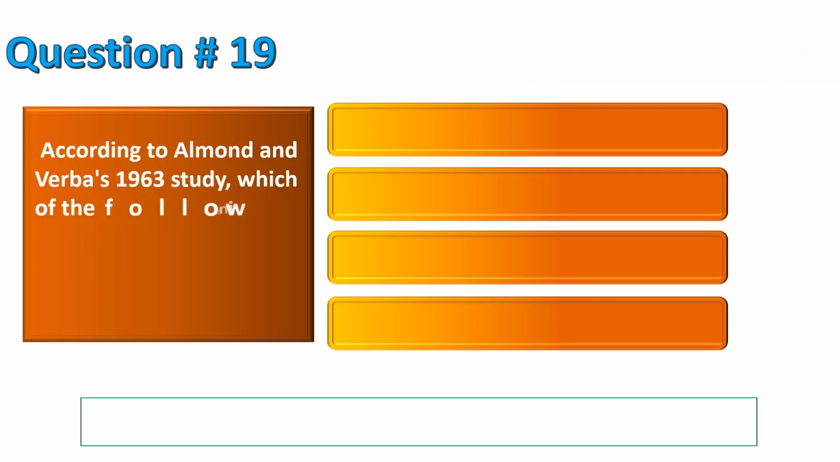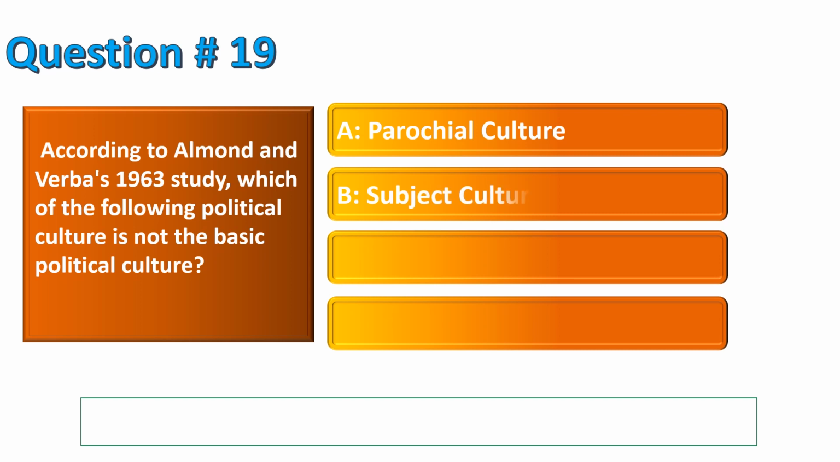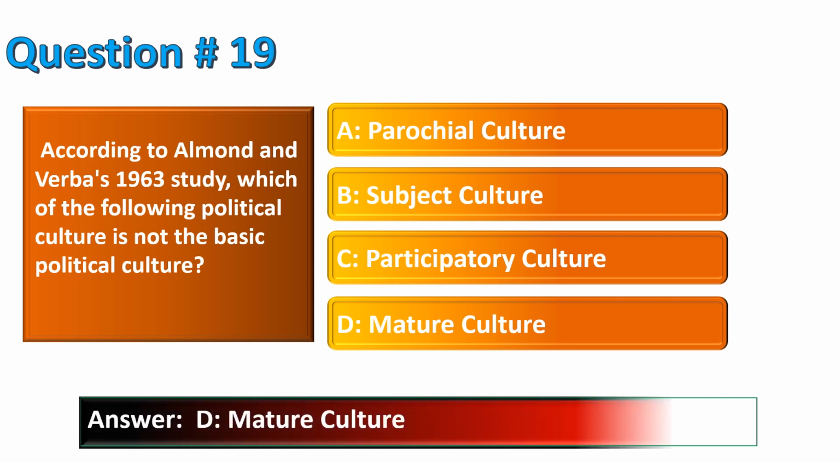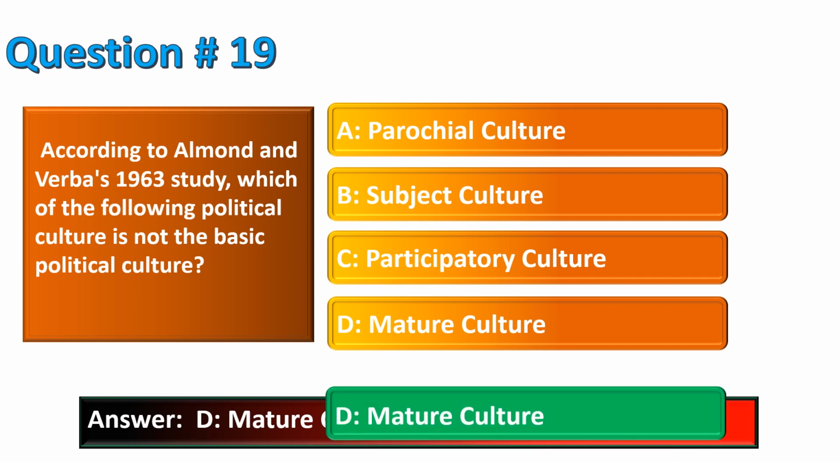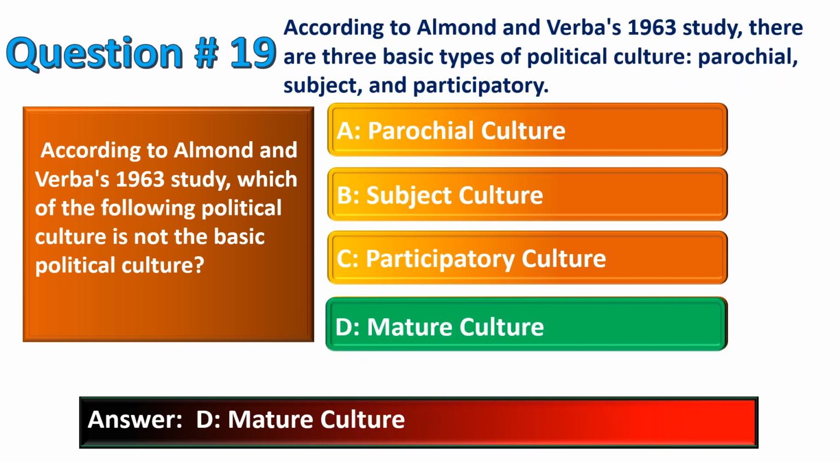According to Almond and Verba's 1963 study, which of the following political cultures is not a basic political culture? The correct option is option D, mature culture. According to Almond and Verba's 1963 study, there are three basic types of political culture: parochial, subject, and participatory.